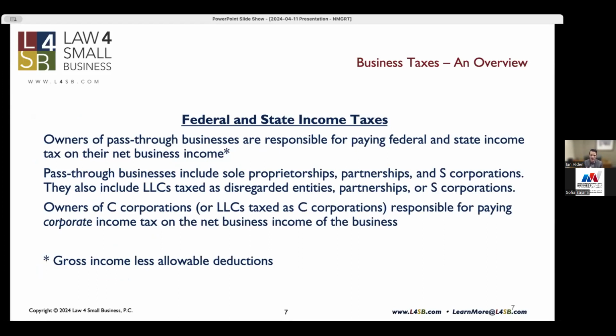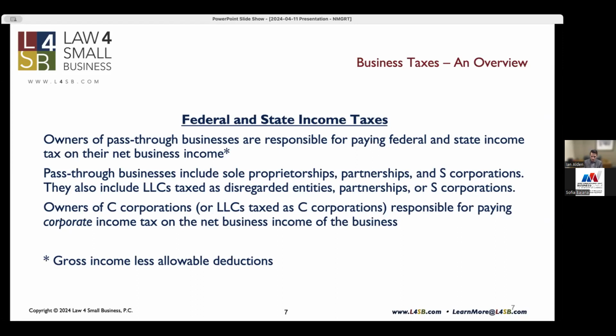You've got what's called a pass-through entity, which means the profits and losses of the company pass through to the owners, and the owners are responsible for reporting the profits and losses on their personal tax returns and paying tax at their personal rates. So you might have a situation where you're paying income tax on the business's income at your personal income tax rates, federal and state. That's very common.